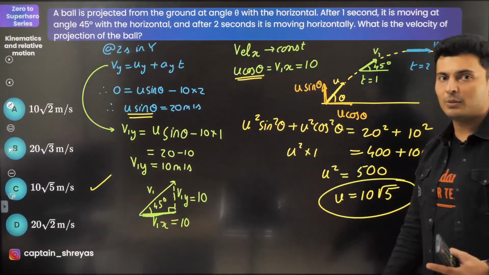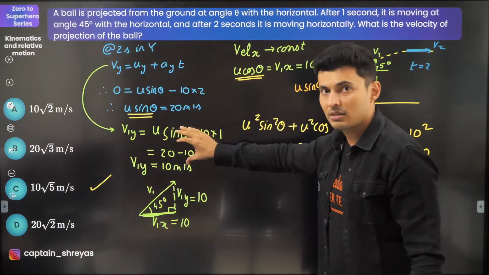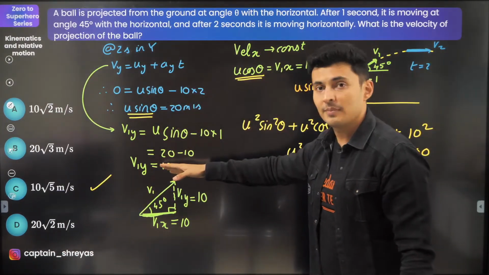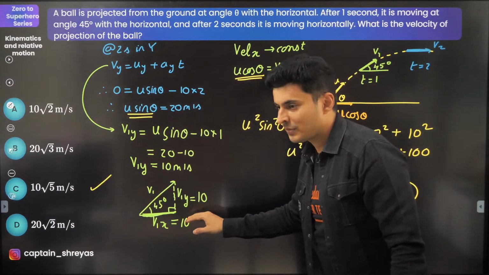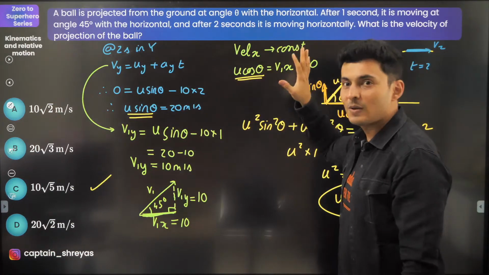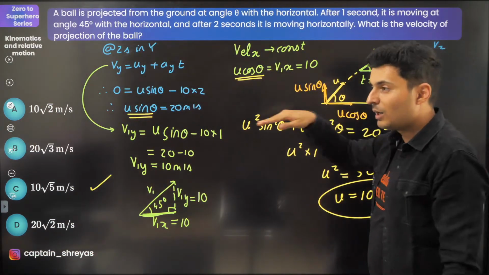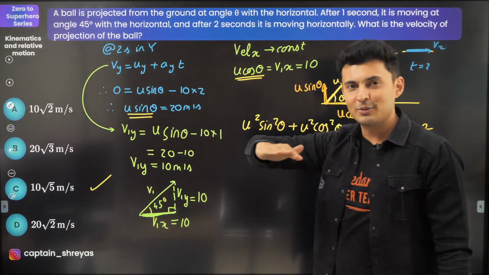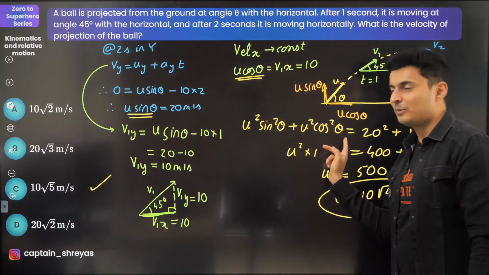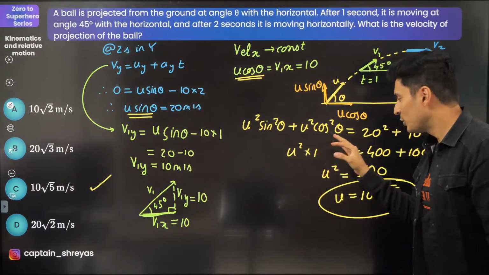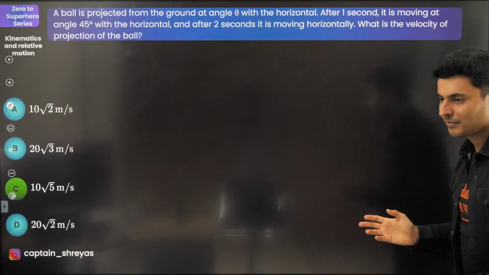So it's a brilliant question which involves use of kinematic equations in a particular direction, also makes use of geometry a little bit, also makes use of the fact that velocity is the same in projectile motion along the horizontal direction because there is no acceleration, and it's also using a little bit of trigonometric identity to make that mathematical manipulation. What a brilliant question.